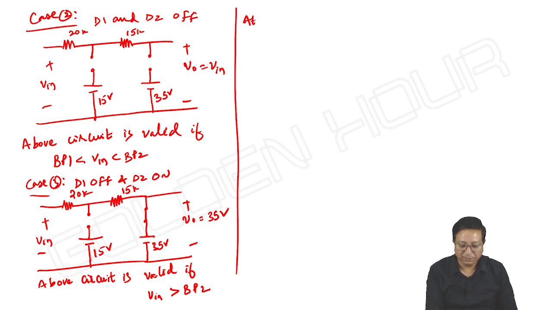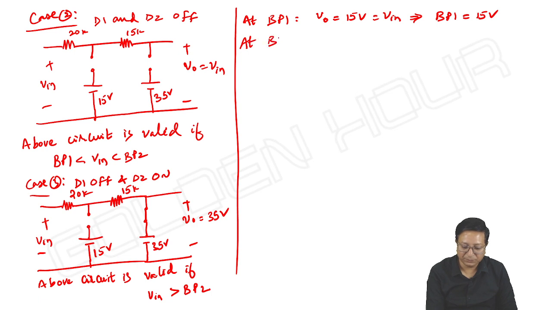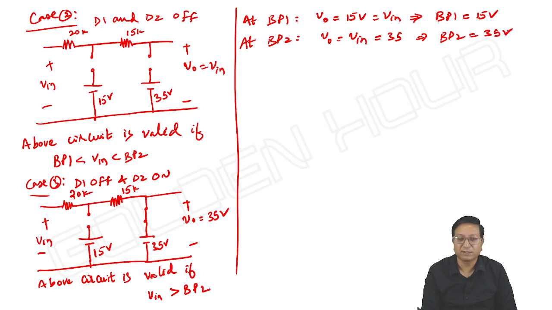So at breakpoint 1, output is equal to 15 volts, also equal to input. Implies our breakpoint 1 is 15 volts. At breakpoint 2, output is equal to input, also it is equal to 35 volts. Implies breakpoint 2 is equal to 35 volts. Then what about our final result?